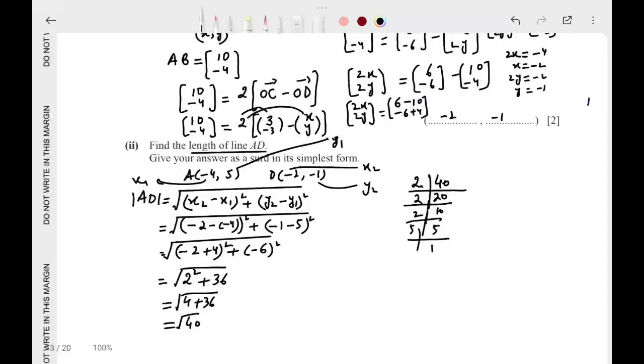So it will be square root of 2 times 2 times 5. We are going to put a separate square root on both values, so it will be cancelled out. So it will be 2 under root 10. This would be the final answer.